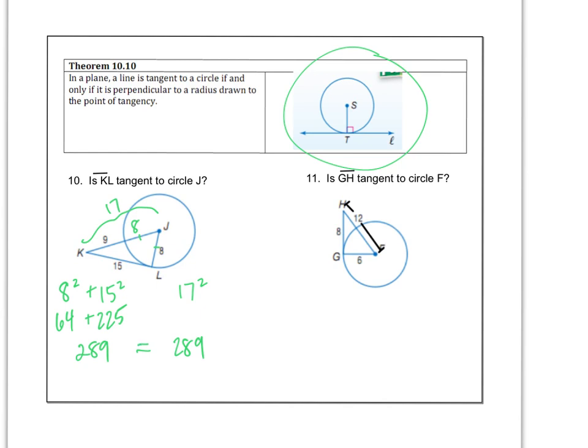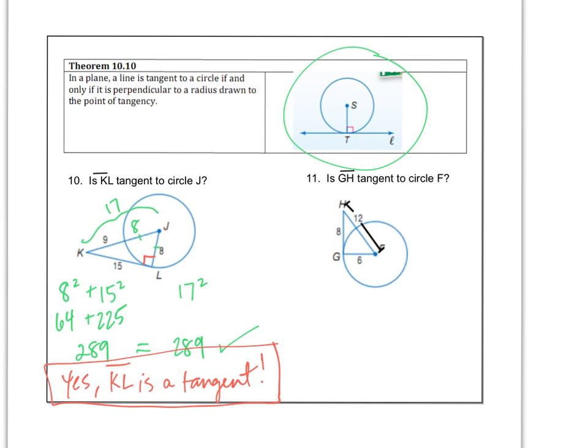So because the two sides of the equation balanced, then yes, we know that this would have to be a right triangle. And so this corner right here would be a right angle, and therefore, yes, segment KL is a tangent to the circle. So the answer is yes, because the Pythagorean theorem balanced out.